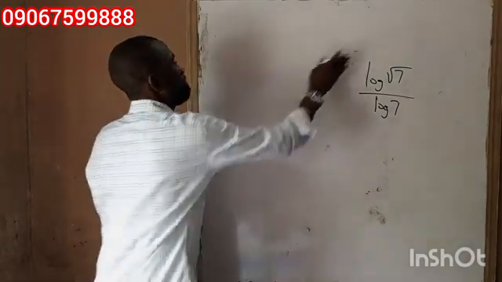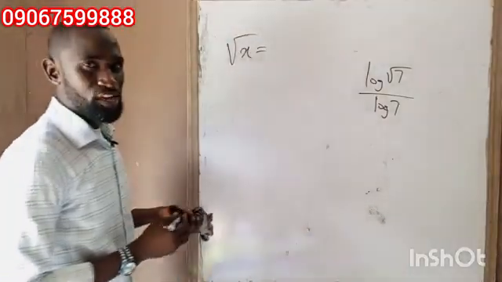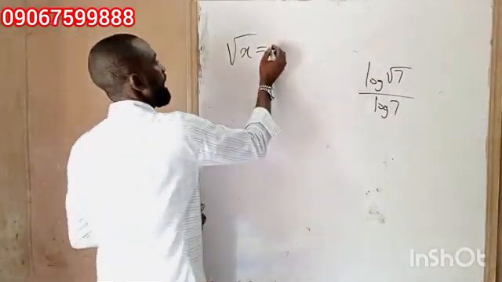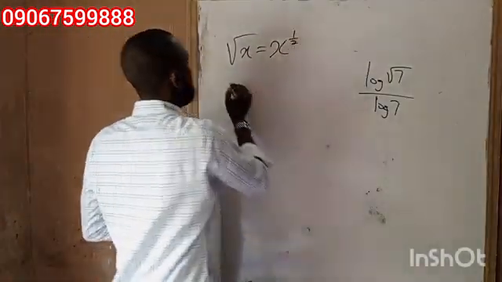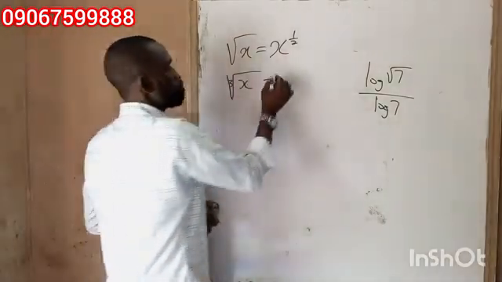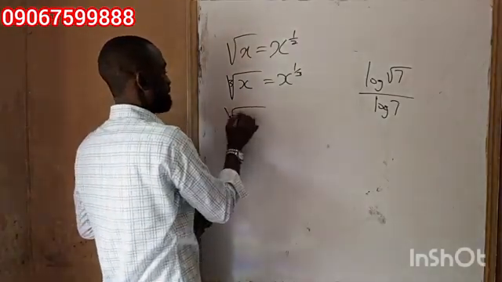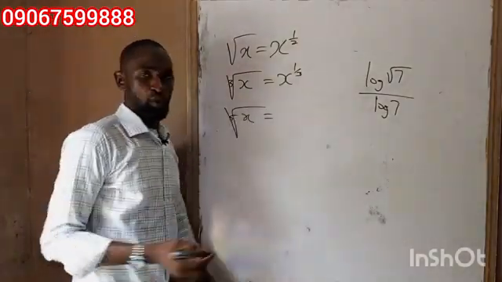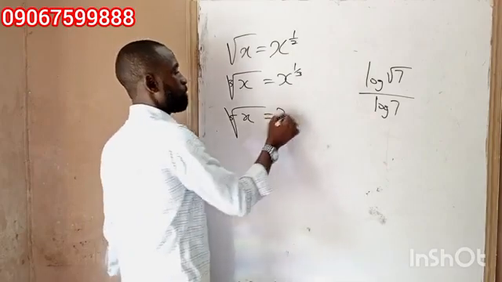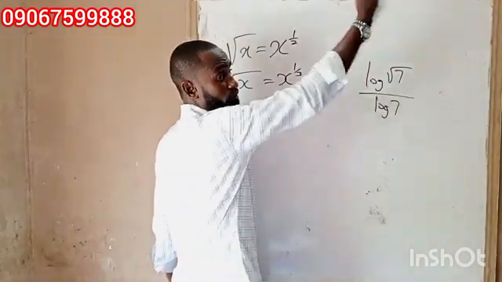Anytime I have root of x, if I want to change root of x to index form, it will be x raised to power what? 1 over 2. If I have cube root of x to index form, it will be x raised to power what now? 1 over 3. If I have fifth root of x, what will it be in index form? It will be x raised to power 1 over 5. So this one will be 7 raised to power 1 over 2 in index form.